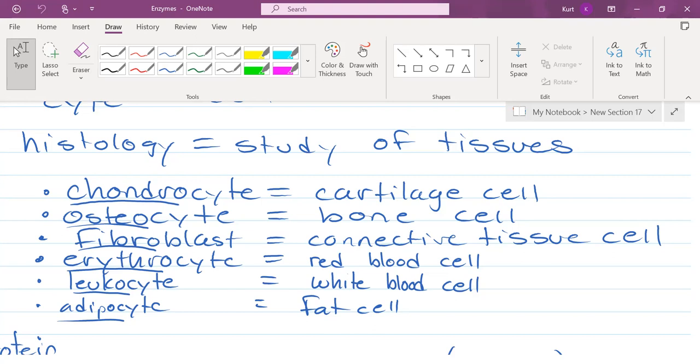Erythrocyte, red blood cell. Leukocyte, white blood cell. And adipocyte, fat cell. So here's just a few different cells that you will be seeing today. Remember that you have about 200 to 250 different types of cells in your body. Here are six of them. You don't just have cells, you have many different types. They're called specialized cells.